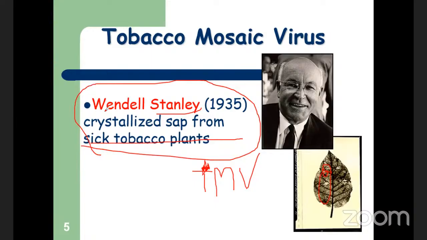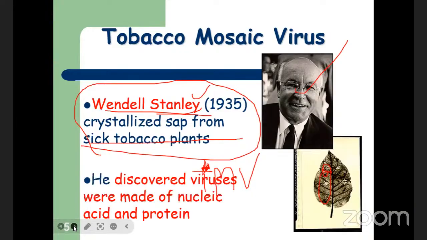Who first crystallized the virus? Stanley. Stanley crystallized the virus from the infected tobacco plant. From the infected tobacco plant he separated and crystallized the disease-causing virus. Okay.